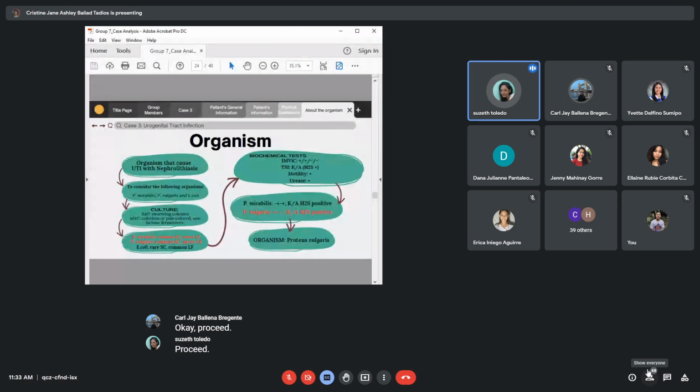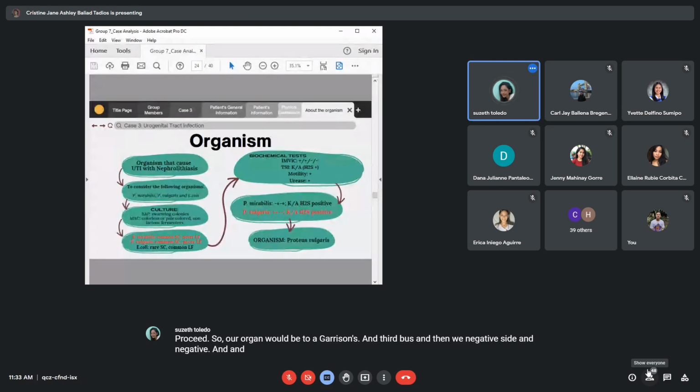So our organism would be Proteus vulgaris since the indole test is positive, methyl red positive, VP negative, citrate negative, and urease test positive. We can see an image under the microscope of the Proteus vulgaris. It's a gram-negative bacilli.